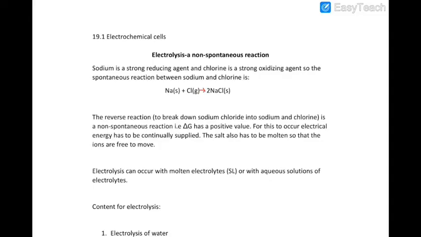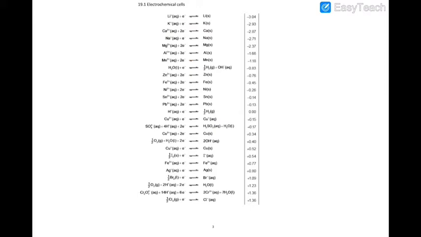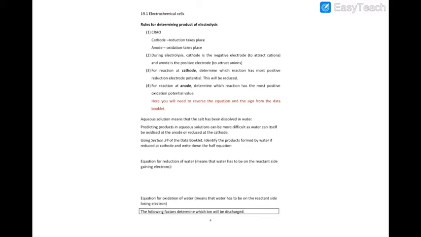Hi everyone, so now we're going to be looking at the actual part of electrolysis. Electrolysis, remember, is a non-spontaneous reaction and it has a positive delta G value. For electrolysis, you're going to be using the electrochemical series from the data booklet. Remember, these are all reduction potential equations. Therefore, if you need a reaction to be an oxidation, you'll have to flip it over and the sign will change as well.